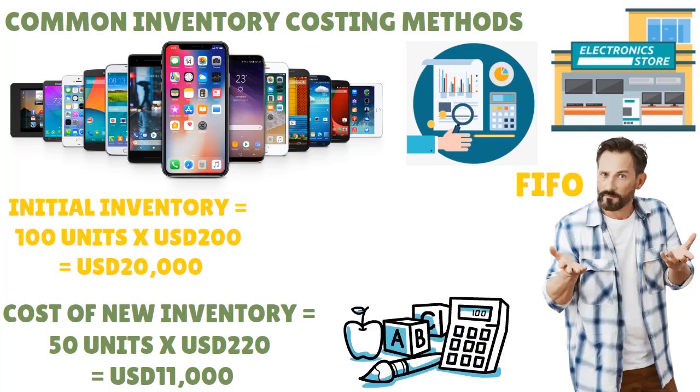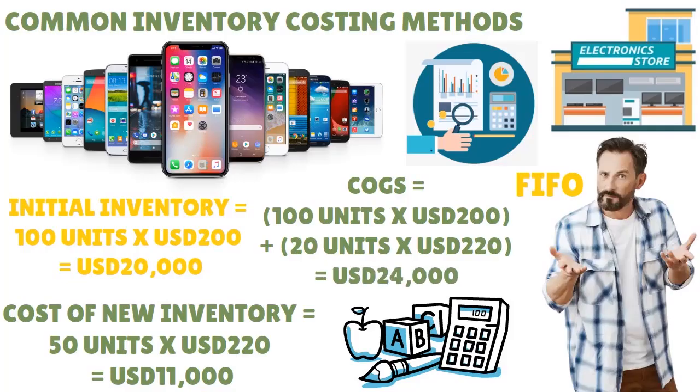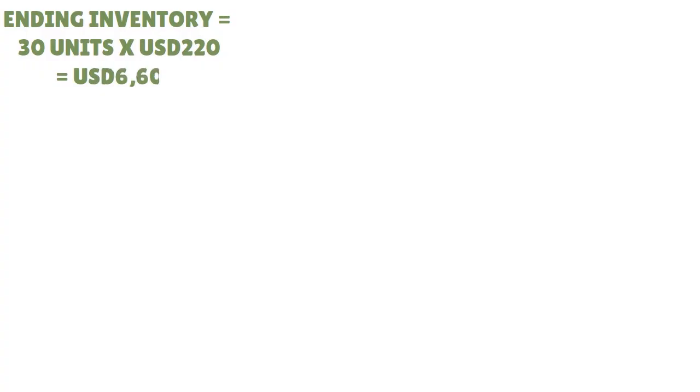Calculating cost of goods sold using the FIFO method, you would allocate the first 100 units sold to the original cost of $200 each, followed by the 20 allocated to the more recent cost. You can see this on the screen. Cost of goods sold equals 100 units times 200 plus 20 units times 220, and that's equal to $24,000. To calculate ending inventory cost using FIFO, you would allocate the remaining unsold 30 smartphones to the more recent inventory cost. So ending inventory is equal to 30 units times 220, and that's equal to $6,600.